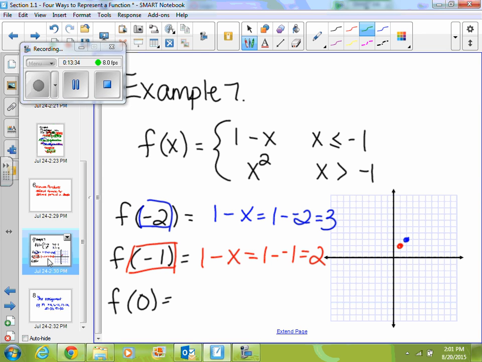And then lastly, if I look at f of 0, is 0 less than or equal to negative 1, or is 0 greater than negative 1? Greater, right? So we're going to use the second function, my x squared function. And if I plug in 0 for x, 0 squared is 0. So then at 0, I'm at 0.